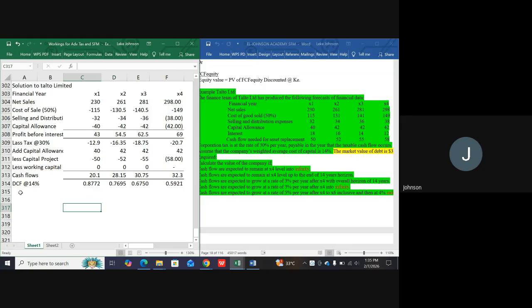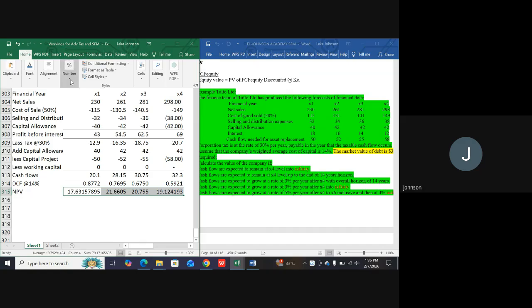So the next thing you want to do is get your NPV, net present value, by saying equal to your cash flows multiplied by your discounting factor. And then you're going to get this. So this is what we're going to now extend all the way. All right. So that's how we're going to get this. And we can also reduce these to the barest minimum.